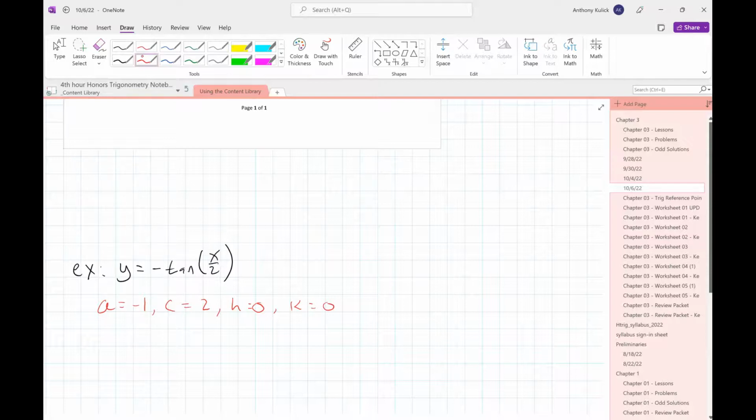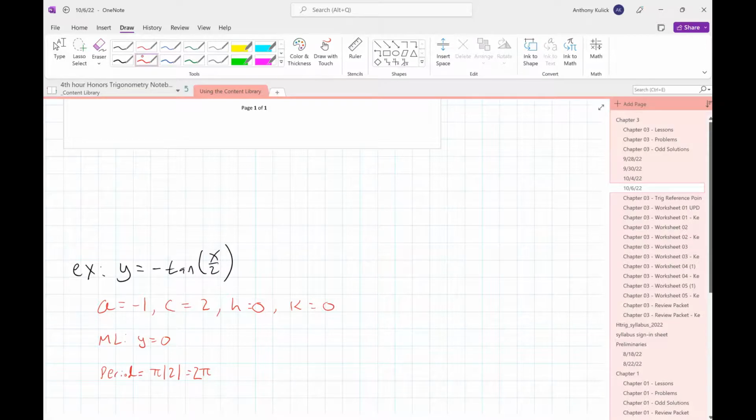So if I want my midline, what's the midline at? 0. Y equals 0. Remember, Mr. Kulik's going to be picky about that. If you just write a number there, he's going to mark you down. It's an equation for a line. What's the period going to be? 2 pi. Good. Pi times the absolute value of c, so just 2 pi. Great.